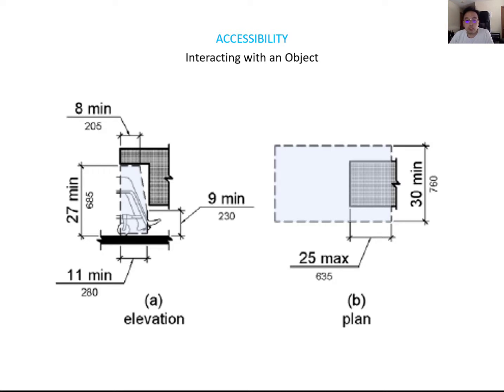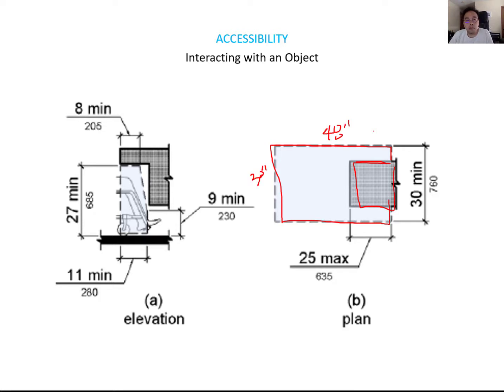So also when you design the kitchen countertop or the bathroom sink, you also need to consider the 30 inch by 48 inch clear space. So you can see here, when you design a countertop here, you always consider this clear dimension, which is the 48 inch by 30 inch. So this is a clear minimum floor space.